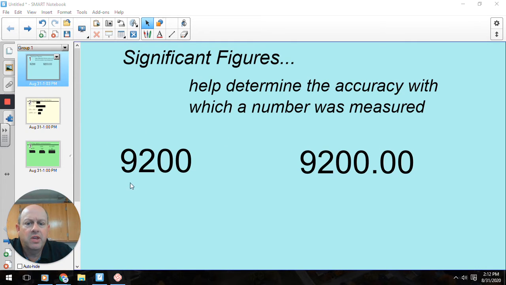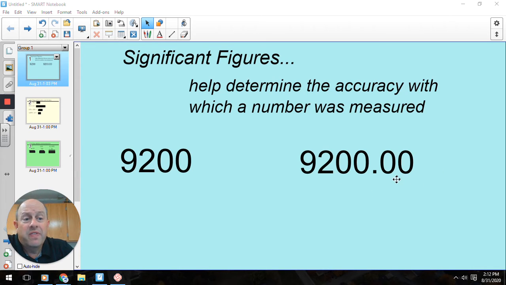If we were looking in a journal or a lab report, the first number would tell us that it was a ballpark. It was rounded off. It could be anywhere from 9,150 to 9,249. There's lots of discrepancy possibility there, which just tells us that measurement didn't have to be terribly accurate.